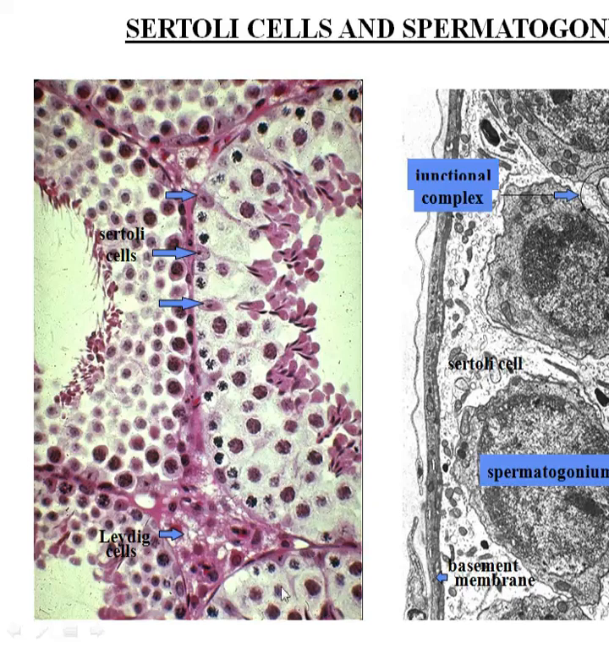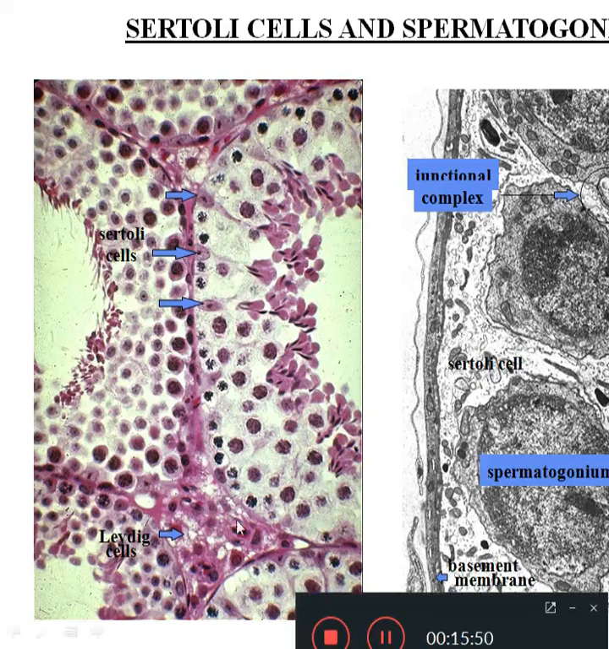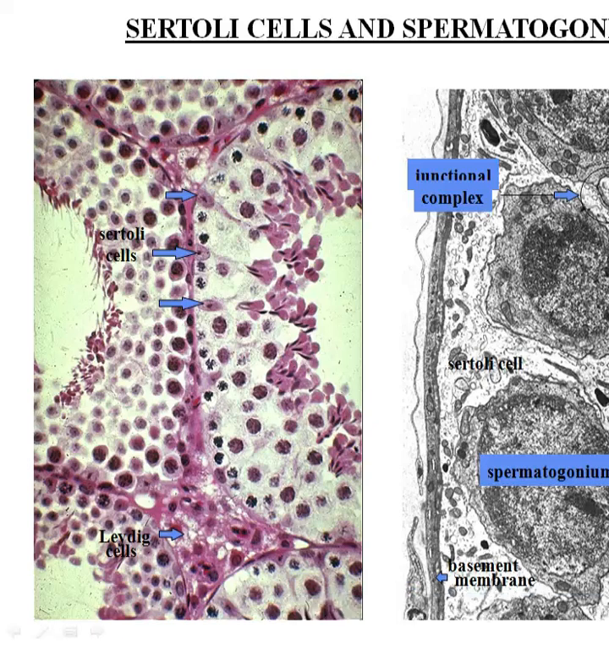And between the two or three seminiferous tubules, you will find there is a different kind of cell type, the Leydig cells, you will see there. Now, what is the function of these Leydig cells? The function of Leydig cells is to secrete testosterone, a male sex hormone.